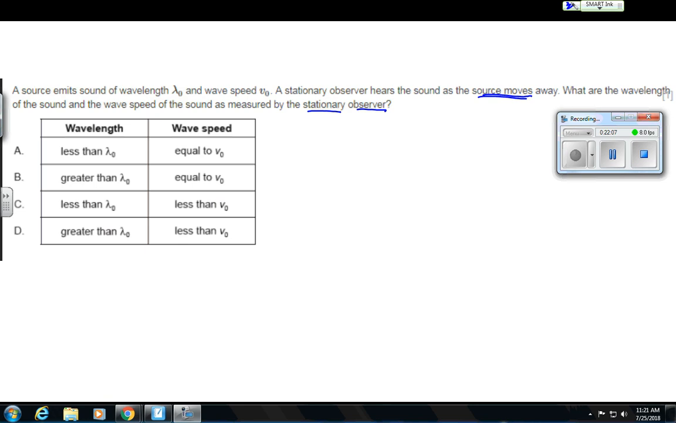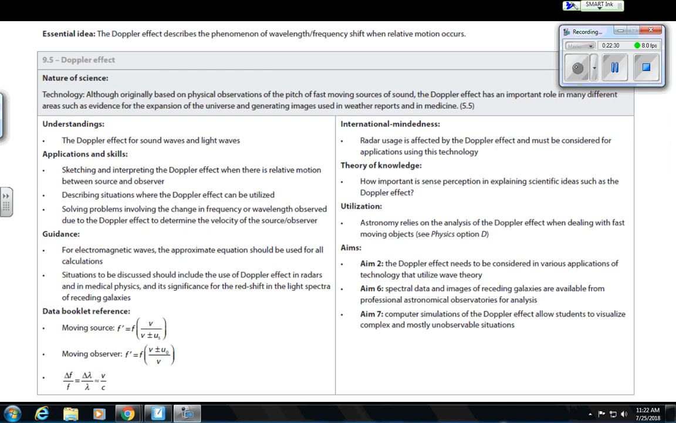And so, since the source is the thing that's moving here and it's moving away, that means the wavelengths will be changed. And if the source is moving away, you can expect the wavelengths to be larger, which leads us to B or D. And then since the speed is not changing because the observer is stationary, we're going to go with answer B.